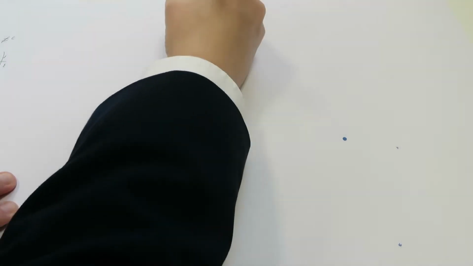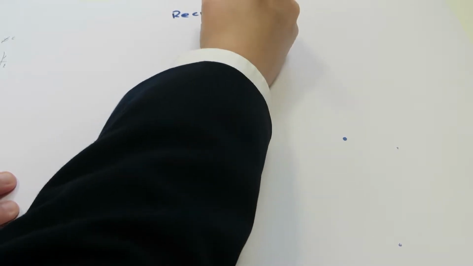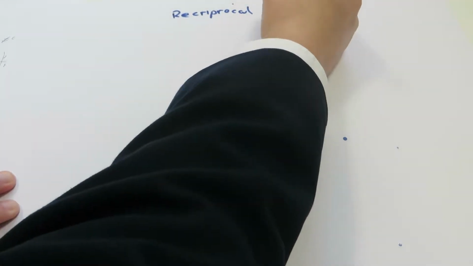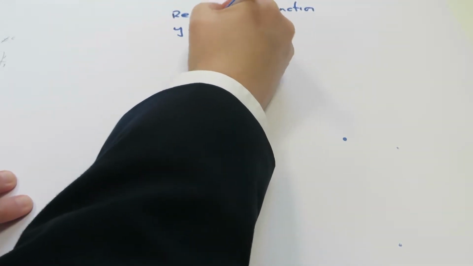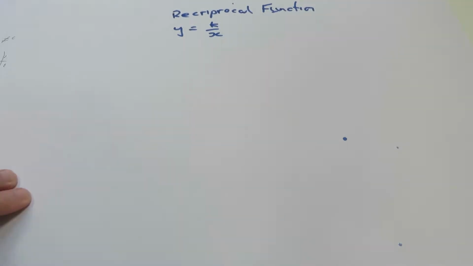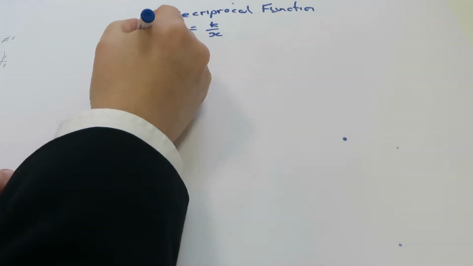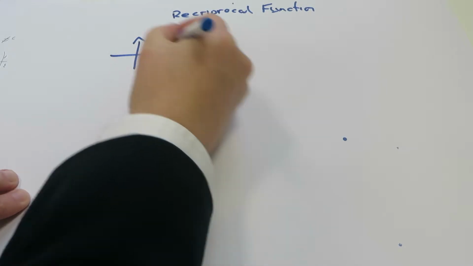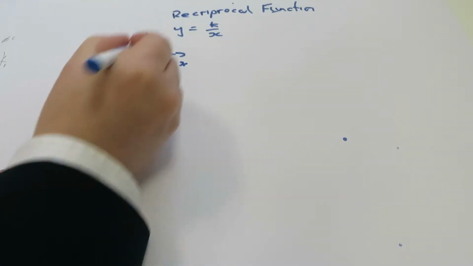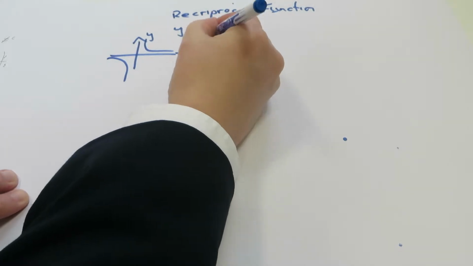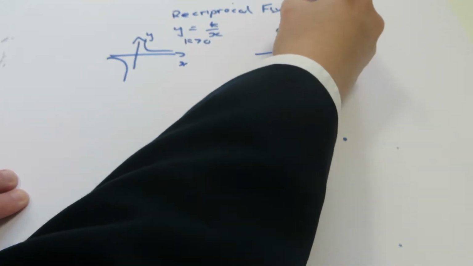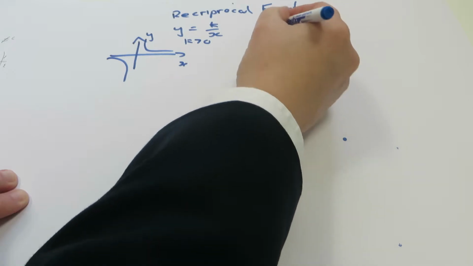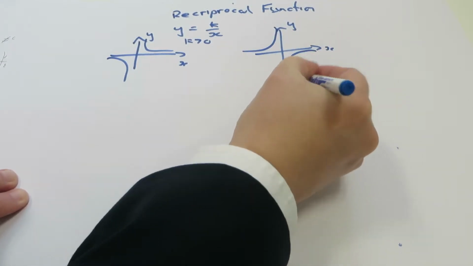Hello there, and today we're going to be looking at graphing the reciprocal function. This takes the form of y equals k over x, where k is any number. It tends to take two forms. It can be this form here, where k is greater than 0, or it can be this form here, where k is less than 0.